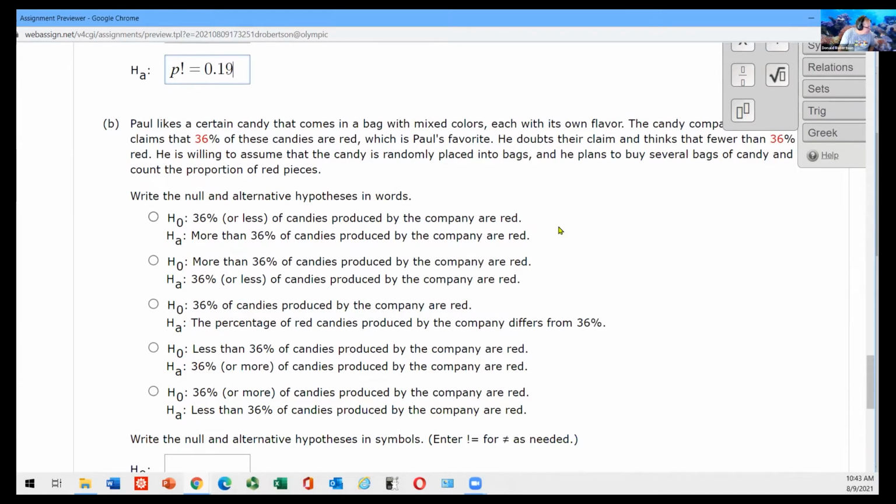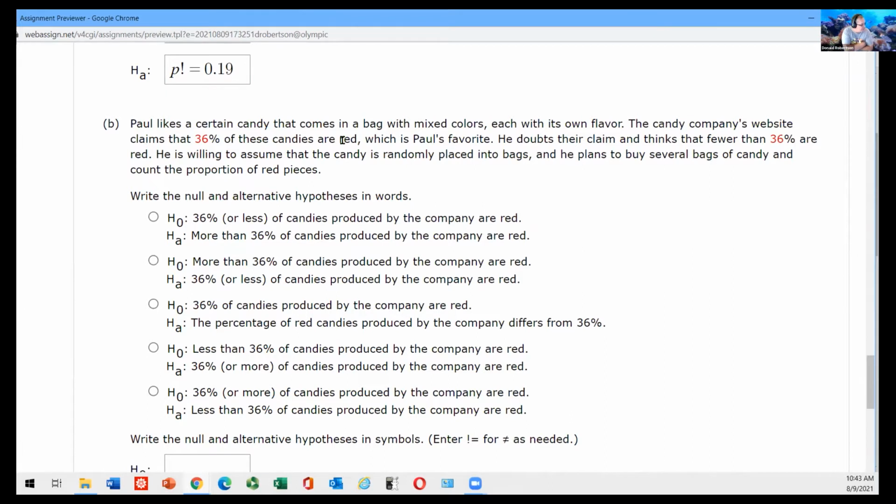Here's a candy story. See what that one looks like. Paul likes a certain candy that comes in a bag with mixed colours, each with its own flavour. The candy company website claims that 36% of these candies are red, which is his favourite. He doubts their claim because he's an aficionado on Smarties or M&Ms or whatever they are. And he likes them, and he's noticed that it's not 36. I can tell, I've eaten enough bags of it. He thinks it's fewer than 36.